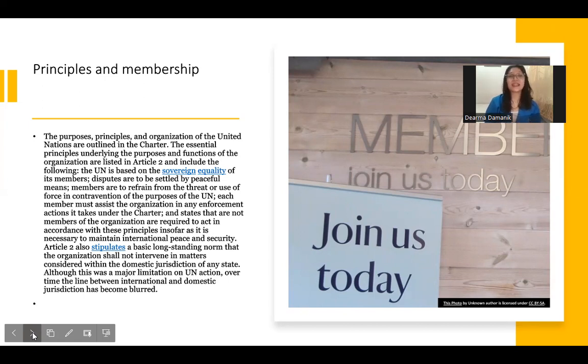Each member must assist the organization in any enforcement action taken under the Charter, and states that are not members of the organization are required to act in accordance with these principles insofar as is necessary to maintain international peace and security. Article 2 also stipulates a basic long-standing norm that the organization shall not intervene in matters concerned with the domestic jurisdiction of any state, although this was a major limitation of UN actions. Over time, the line between international and domestic jurisdiction has become blurred.